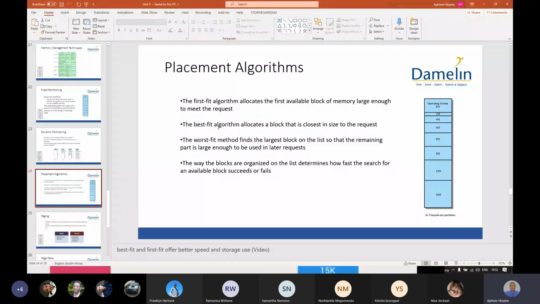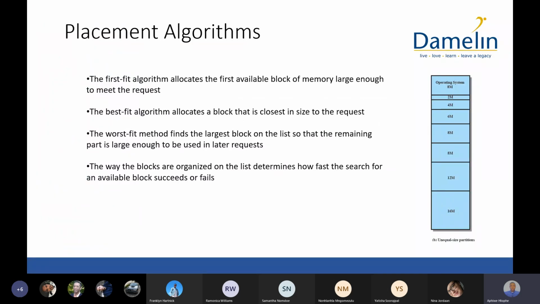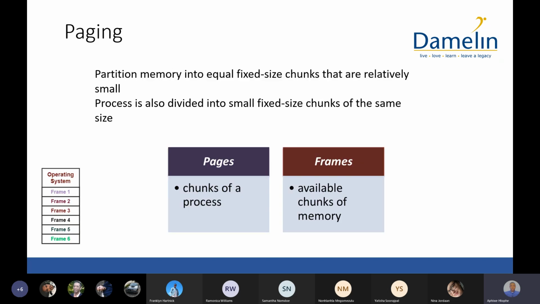Best fit, first fit. Don't worry too much about the worst fit method, which finds the largest block on its list so that the remaining part is large enough to be used in later requests. The way that blocks are organized on the list determines how fast the search for an available block succeeds or fails. The two main popular ones are first fit and best fit, and you saw according to that animation how it actually works.